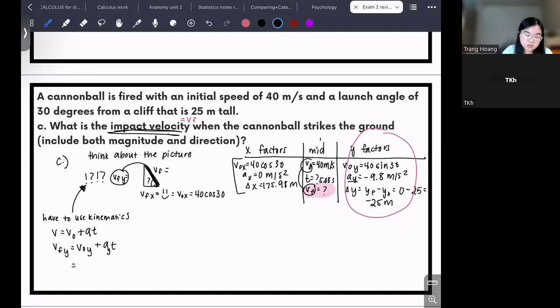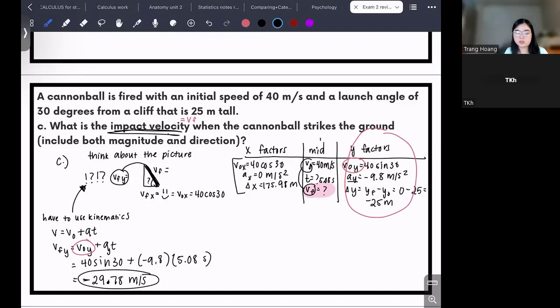So if you do this, remember V0y, where are we getting that value from? We get it from here, so we're just going to copy it here. 40 sine 30 plus a, so negative 9.8 meters per second squared, times t, 5.08 seconds. And so once you put this all together, I'm going to skip the math and just give you the answer right away. It's going to be negative 29.78 meters per second. Put a loop circle around that.